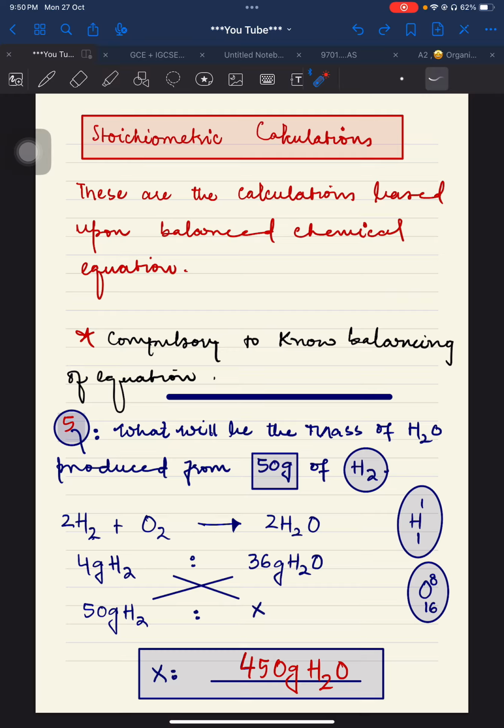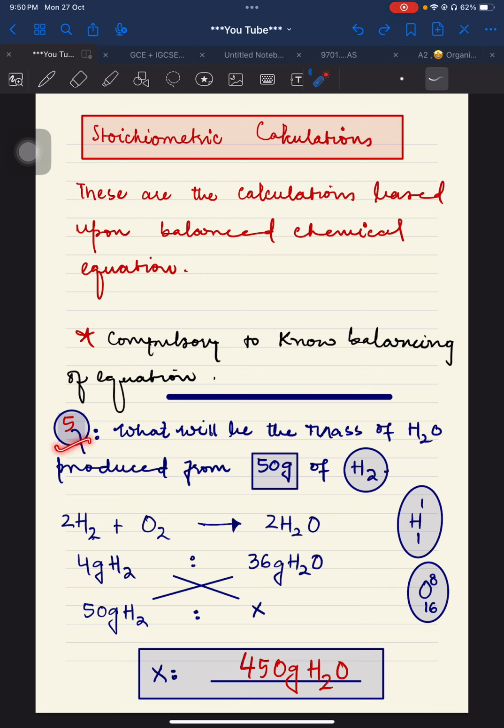So this is my request to all of you, and this is my advice to all of you as well, to understand and to practice the balancing of chemical equations. These are the calculations based upon the balanced chemical equation. I can say that it is compulsory to know the balancing of the chemical equation.